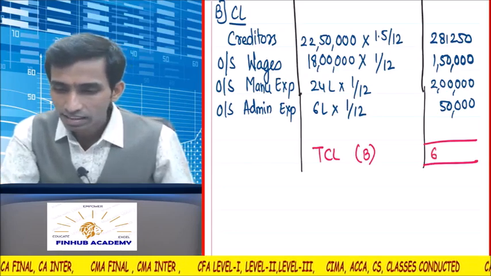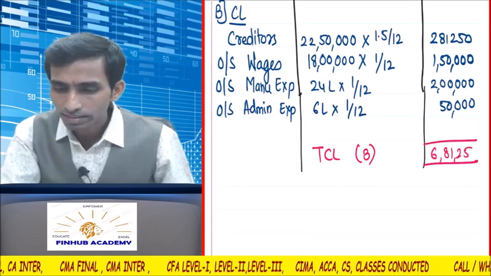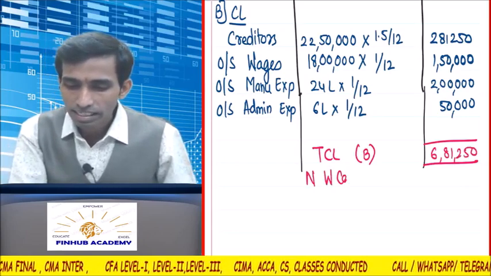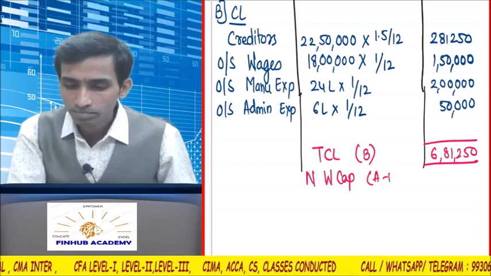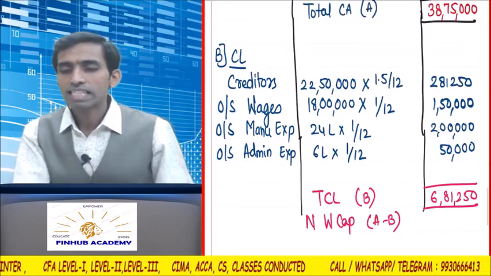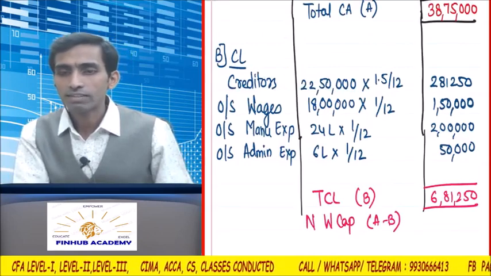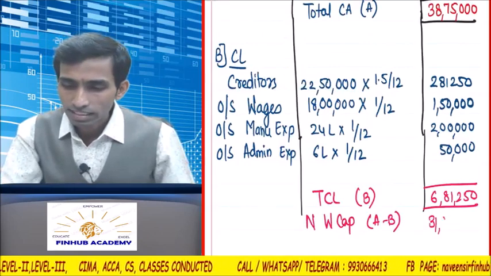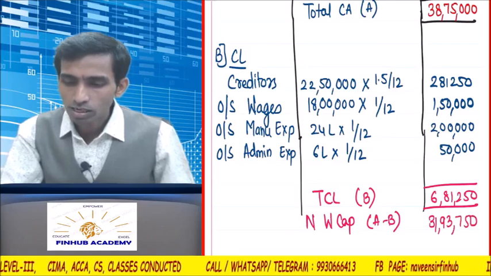Total 6 lakh 81,250. Net working capital, A minus B. 38 lakh 75,000 minus 6 lakh 81,250 is 31 lakh 93,750. Wow, what a figure.